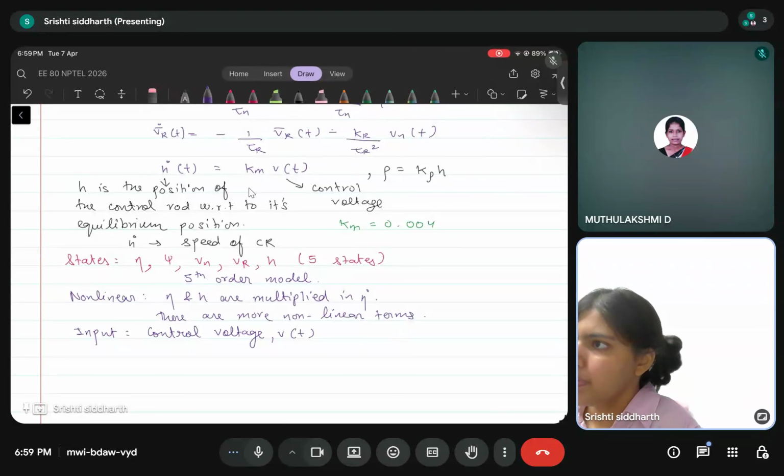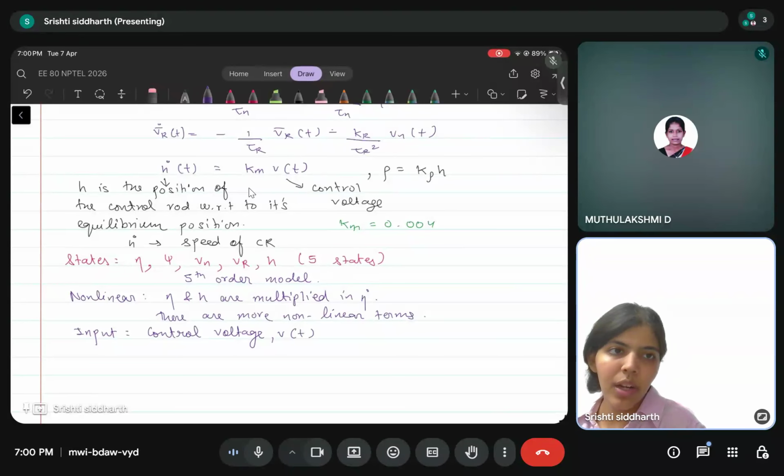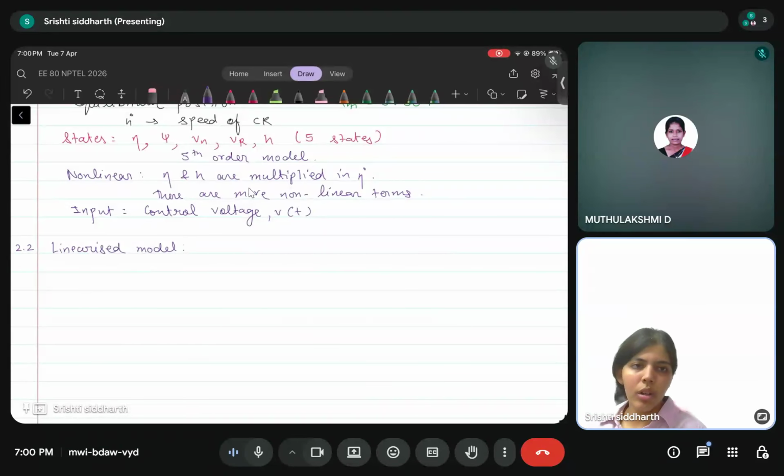Alright. Now we have the nonlinear model. It's a fifth order nonlinear model. Now let's linearize it so that we can design its control. This is section 2.2. So how do you linearize a nonlinear model? We consider an equilibrium position or any position and equilibrium state and calculate the Jacobian, right?